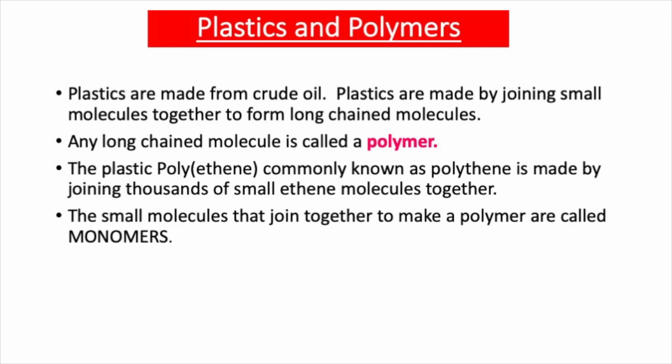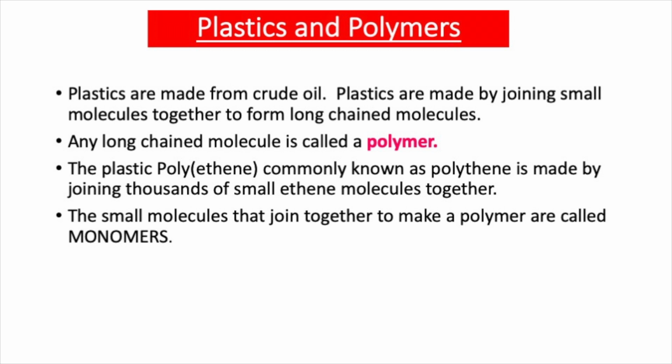Now because alkenes are unsaturated and have a carbon-carbon double bond, they are very reactive compounds, and because of this they have lots of uses in the chemical industry and can be used to make a range of products including alcohols and plastics. Now plastics are made from crude oil, and plastics are made by joining small molecules together to form long-chained molecules, and any long-chained molecule is called a polymer.